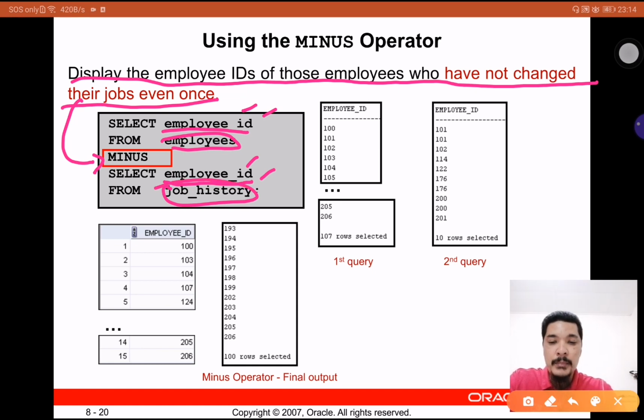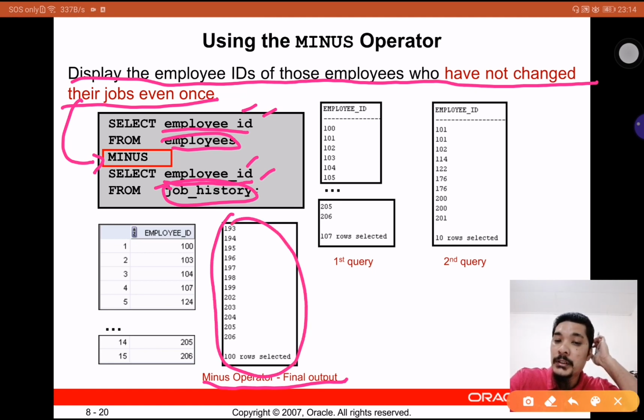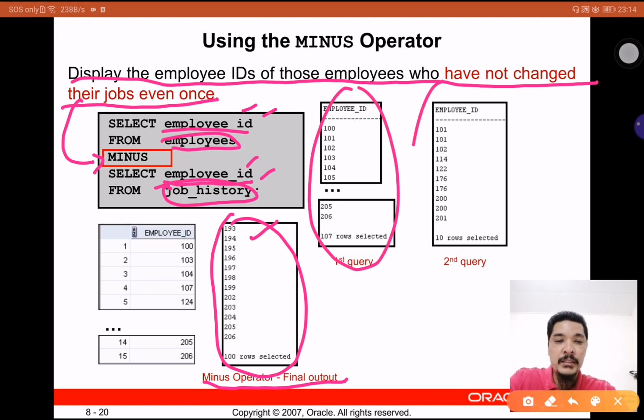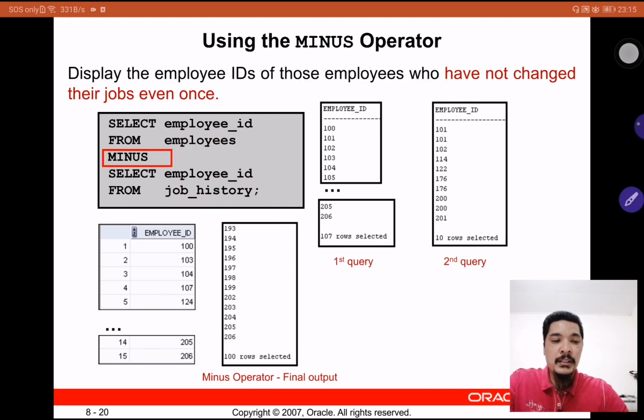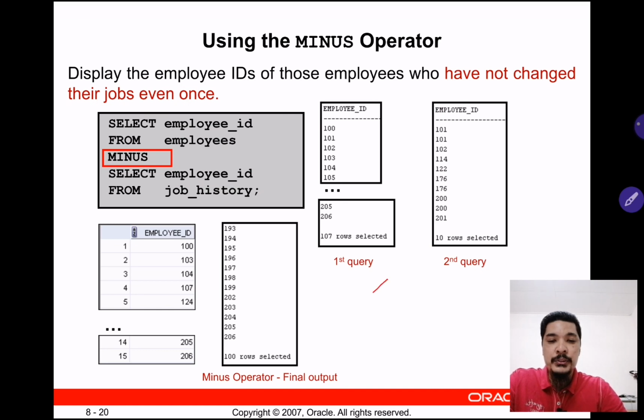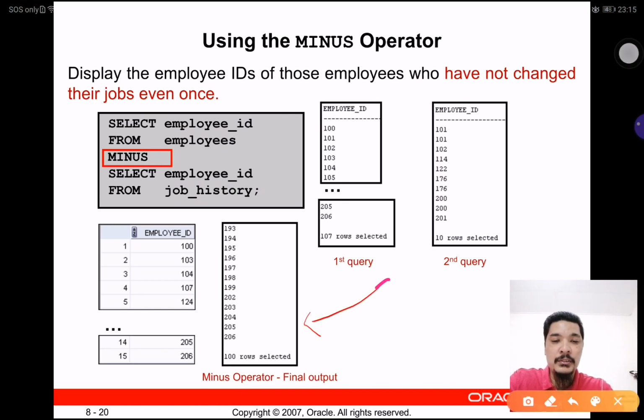So the MINUS operator's final output is going to be something like this. This is the output: 193 until 208, meaning all these employee IDs have not changed their jobs even once. This is the first query, this is the second query, and this is the output. So the next one.